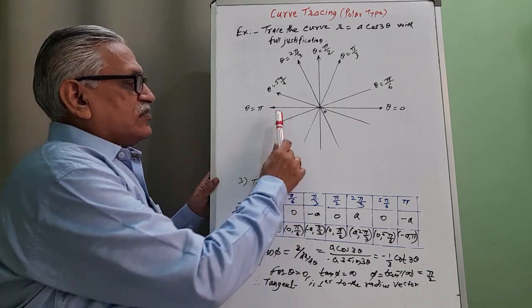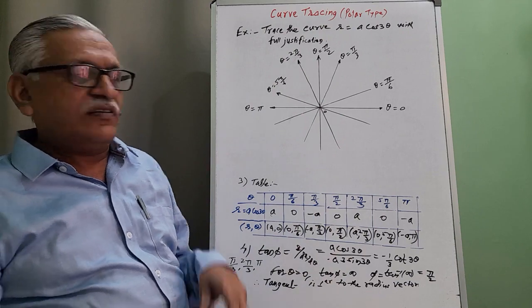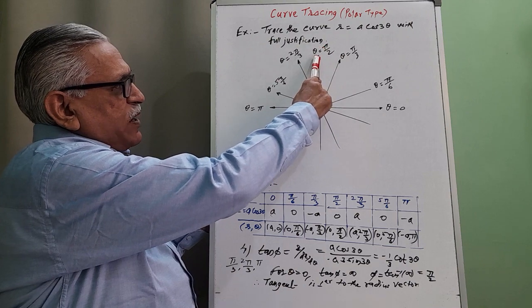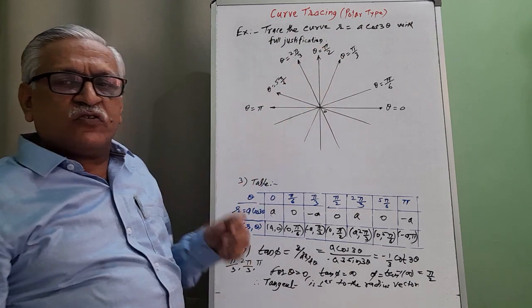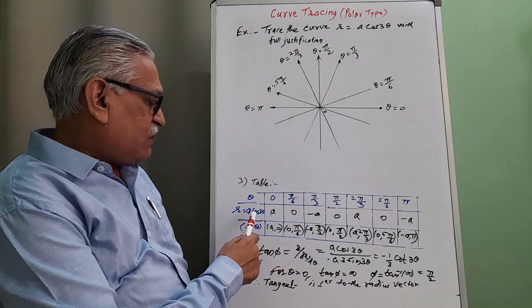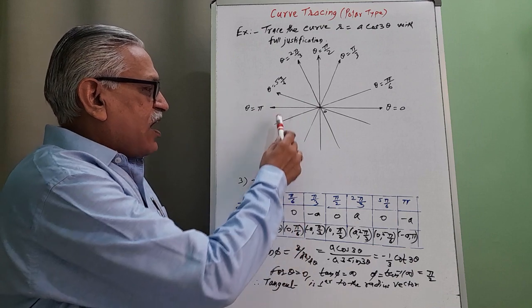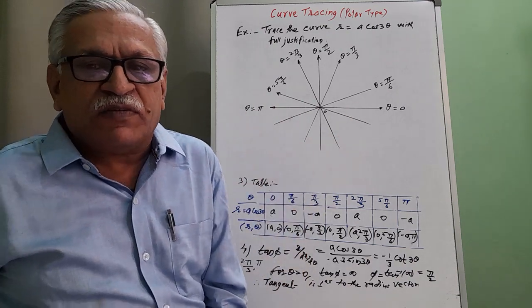Then draw this type of line. Theta equal to 0, pi by 6, pi by 3, theta equal to pi by 2, theta is equal to 2 pi by 3, theta is equal to 5 pi by 6 and theta equal to pi. If the value of r is measured positive, we plot it in the upper part, and if r is measured negative, we plot it in the lower part of that figure as per the procedure.